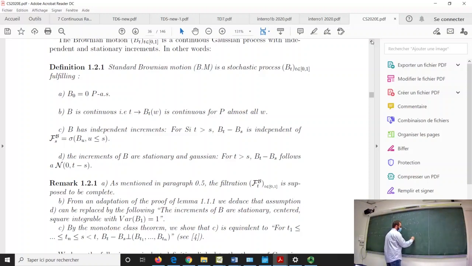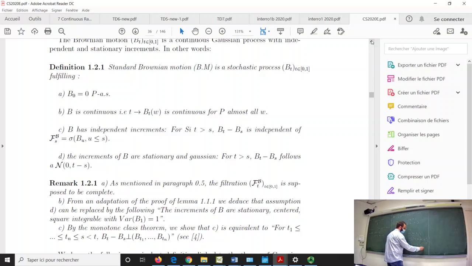So I write, as previously, BT as BT minus BS plus BS. This way. Okay, and why do I do this? Because I make appear here BS and something that is independent. So if I develop, I get the expectation of (BT minus BS) times BS, plus the expectation of BS squared.